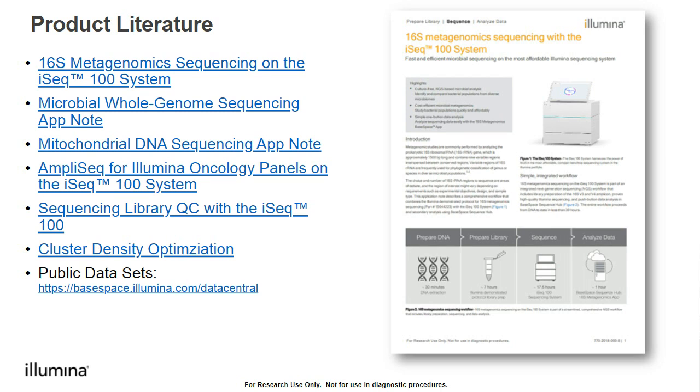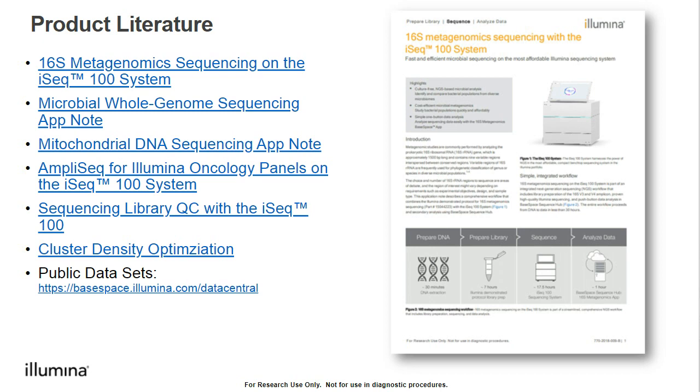And if you're interested in how a run looks on the iSeq 100, check out the public data sets here. We have some public data sets on basespace.illumina.com, and from there you can download and review some run results or some run metrics, as well as some actual analysis results as well. So a great resource there.